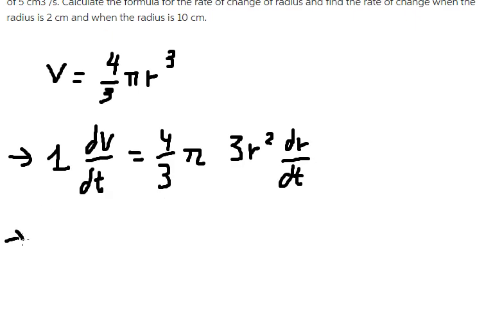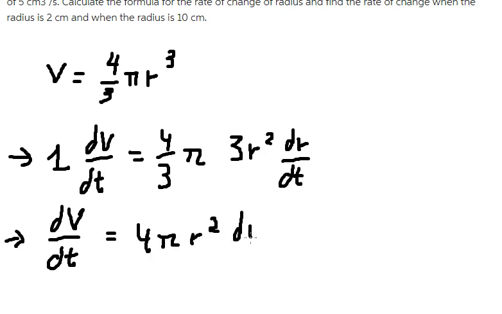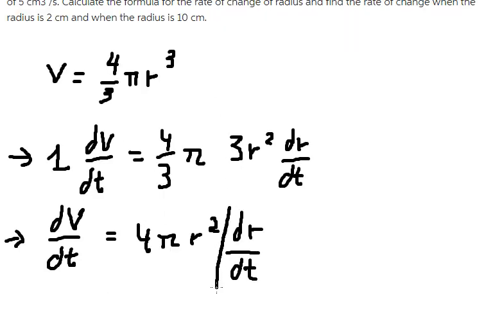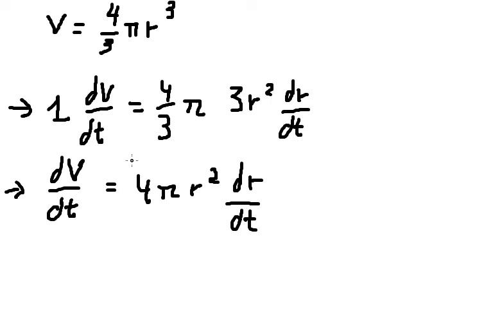Now we need to simplify. Number 3 and number 3 we cancel, and we have r squared in here. So on the question they want to find the rate of change of the radius. So that's about dr over dt. So that means we divide both sides by 4πr squared in here.